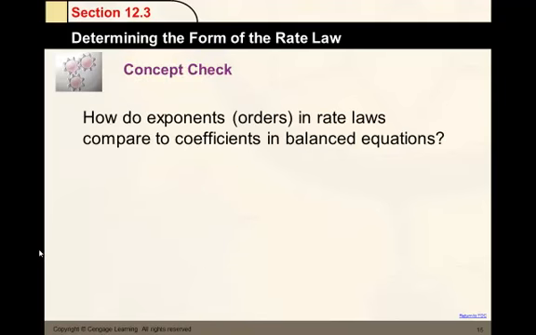How do exponents, orders, in rate laws compare to coefficients in balanced equations? Well, again, they have no relationship to the order of the reaction. These things have to be determined experimentally.